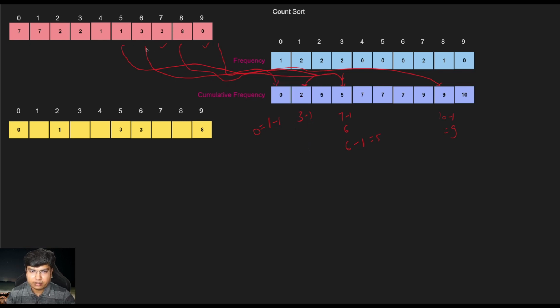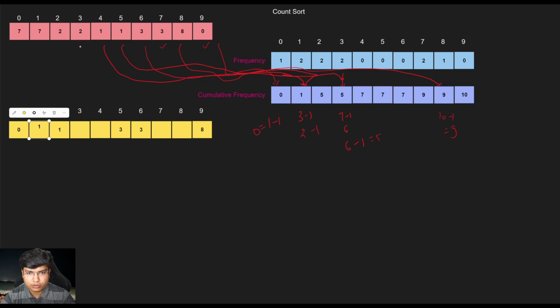Now again, I move to index number 4 in my original array, and let me see what is there at index number 1. Okay, so again this 2, I need to subtract 1, 2 minus 1, and then I will go and place my number at position number 1. So even this is done.